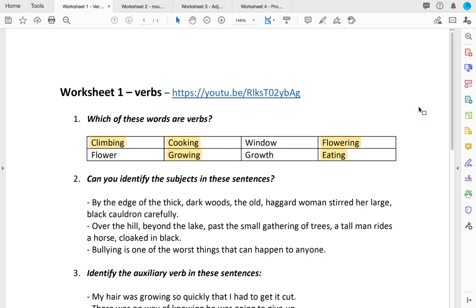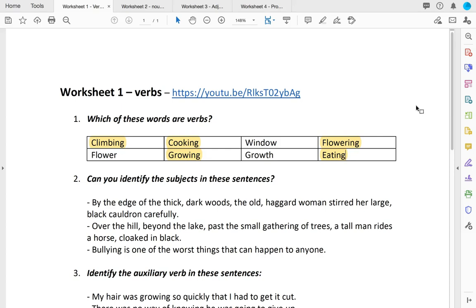Okay, can you identify the subjects in these sentences? So remember, a sentence has to have a subject and a verb to make sense. If you find the verb, it's really easy to find the subject. So we look at this first one. By the edge of the thick, dark woods, the old haggard woman stirred her large black cauldron carefully.